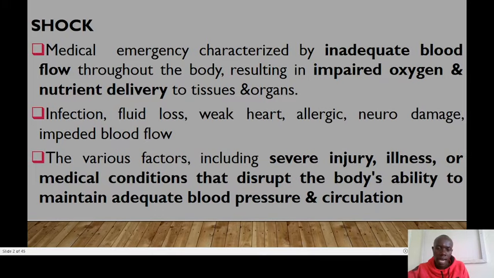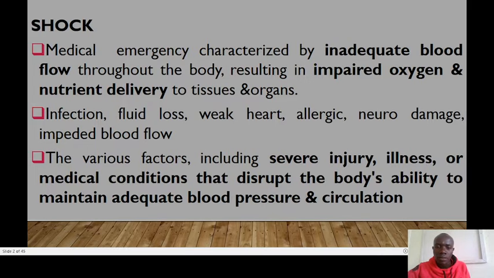So, shock in general is a condition characterized by inadequate blood flow throughout the body. And when you have inadequate blood flow throughout the body, it results in impaired oxygen delivery and nutrient delivery to the different tissues and cells. And this condition is caused by a number of causes that normally form partly the types of shock.